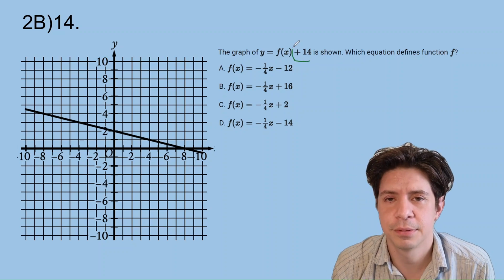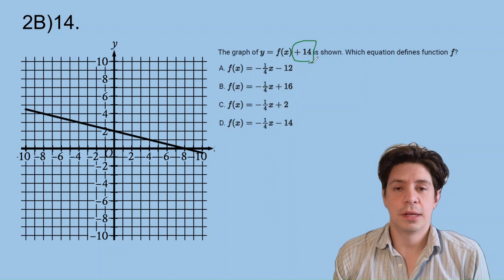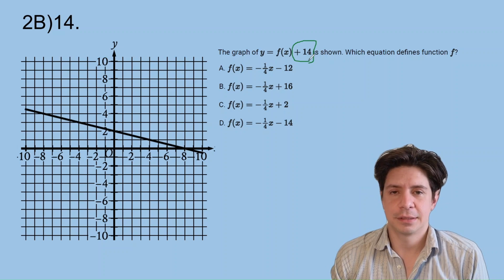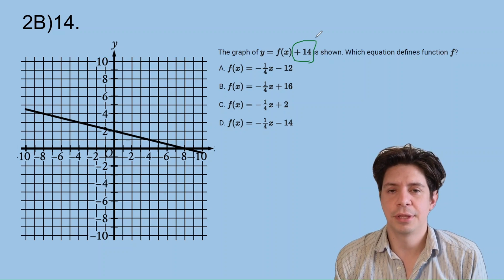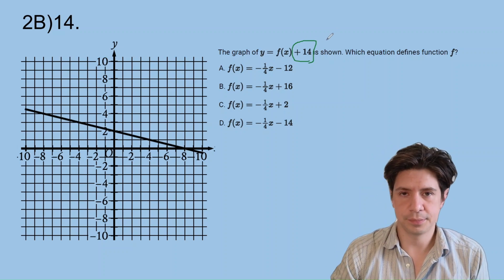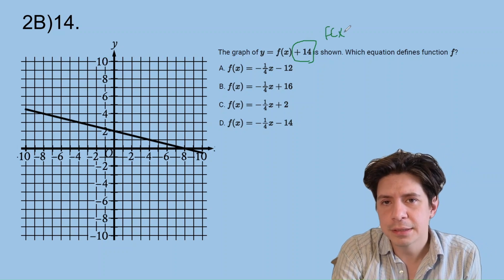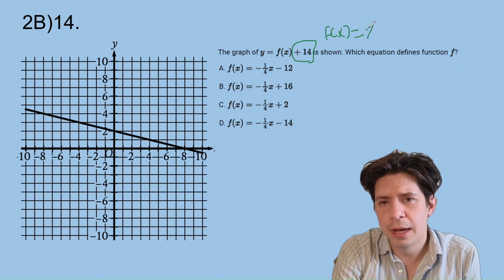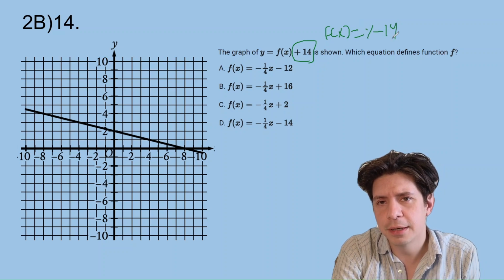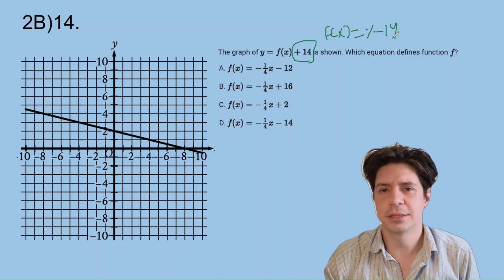F of x plus 14. And what we want to do is find f of x. So that would be, let's call this g of x. And we could say f of x equals y minus 14, right? Okay, so remember with transformations, what do we have, right?